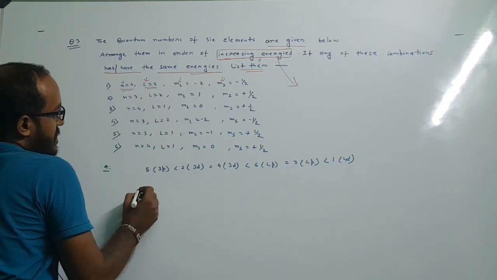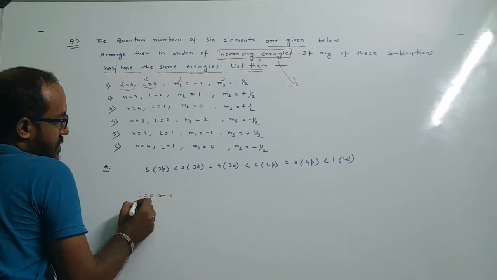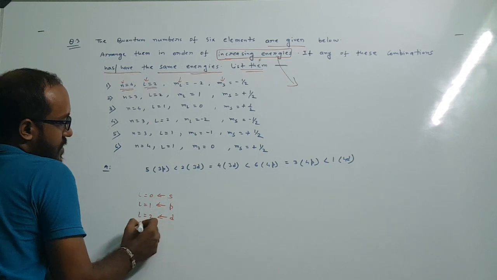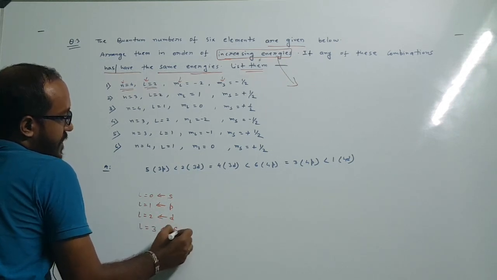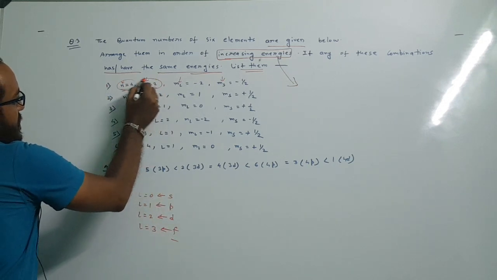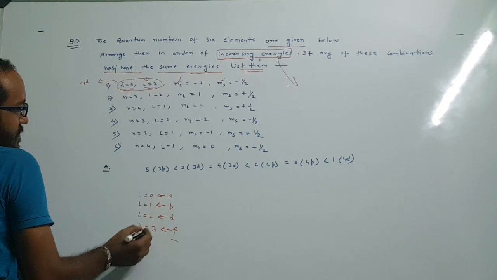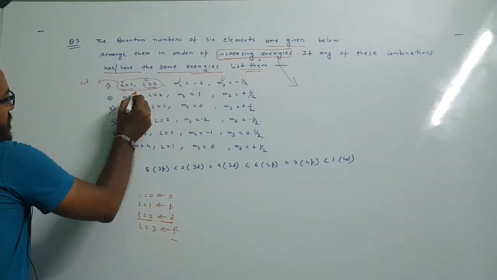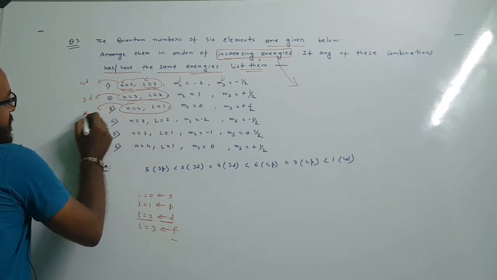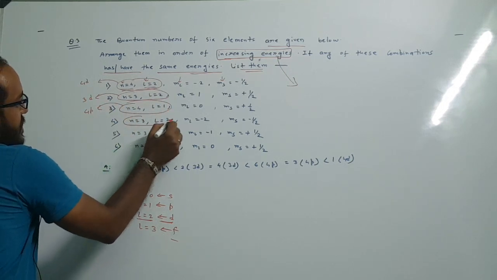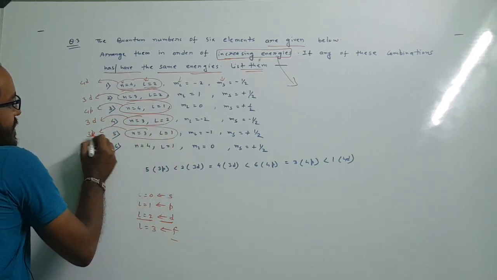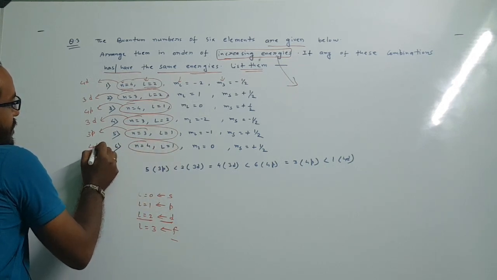We already know that if l equals 0, then it represents s orbital. If l equals 1, it represents p orbital. If l equals 2, it represents d orbital, and if l equals 3, it represents f orbital. So according to this, we can say that this combination is our 4d, because d is for l equals 2. This combination is our 3d. This combination is our 4p. This combination is our 3d. This combination is our 3p. This combination is our 4p.